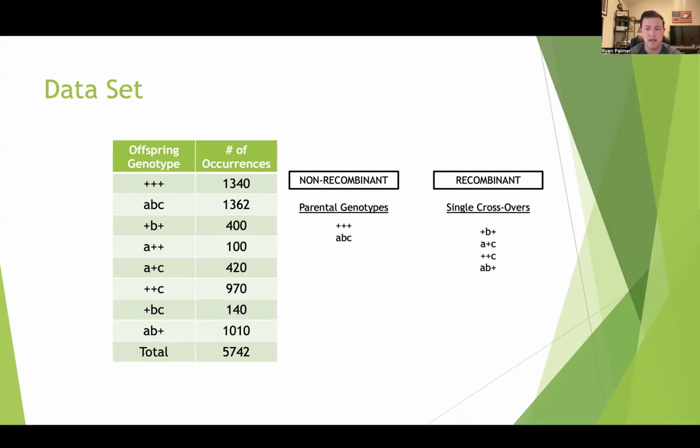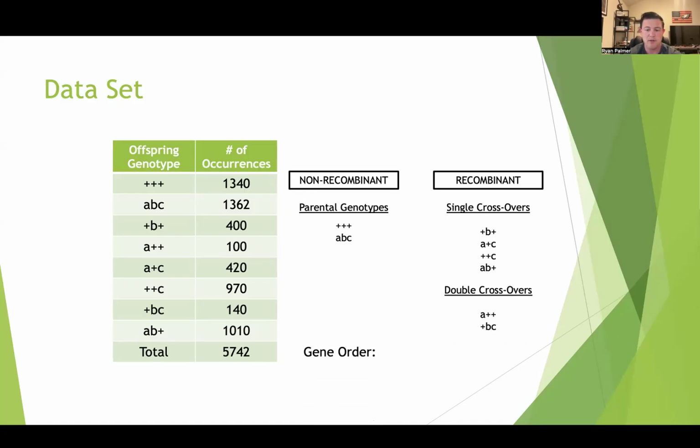And then for recombinant, we have our single crossovers as well as our double crossovers. Double crossovers are easily identifiable as well. These are the least frequent occurrences due to the fact that they contain two recombination events per, and it's already rare enough that recombinations happen. And of course, the remaining will be your single crossovers.